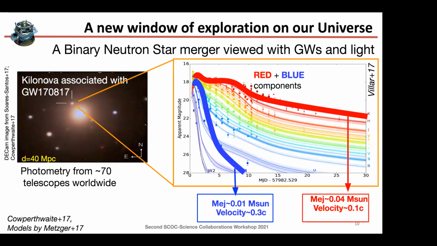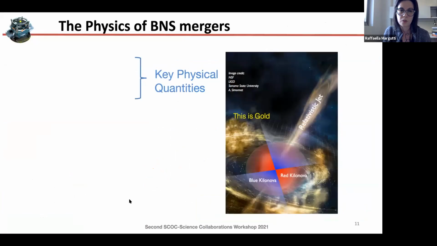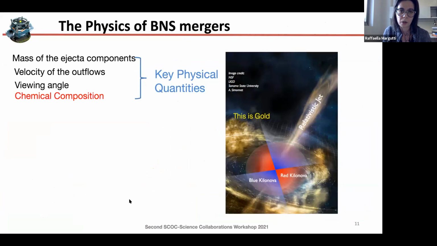So I'm just going very quickly through a few highlights. What are the things that we could be doing with Rubin observations? We are talking about the kilonova signature here. So we would be able to constrain how much mass and how fast that mass was ejected. We could also start thinking about the chemical composition of these ejecta.